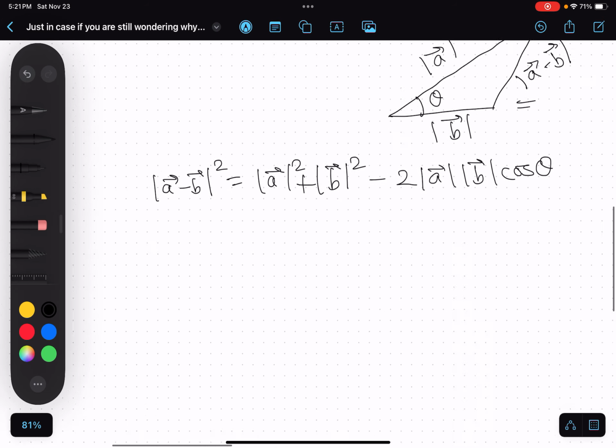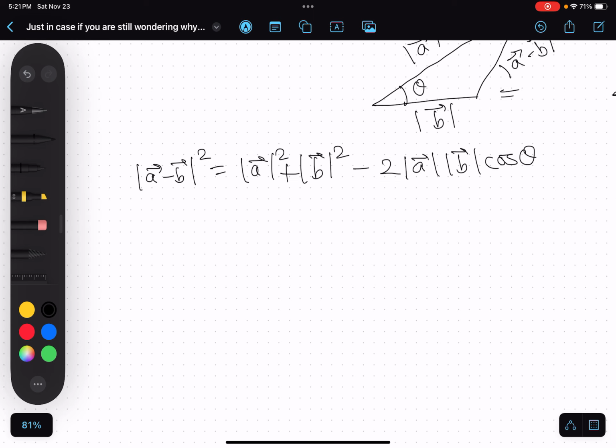Over here, to find this magnitude of a vector minus b vector square, we will just dot a vector minus b vector with a vector minus b vector.